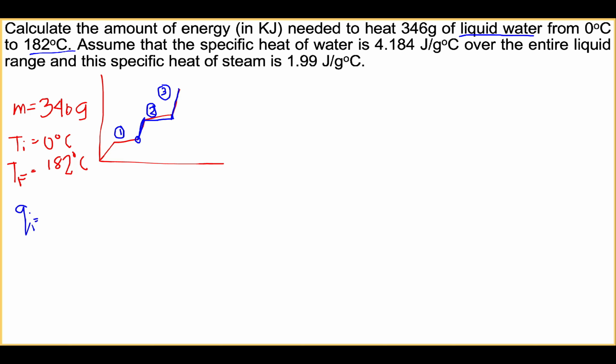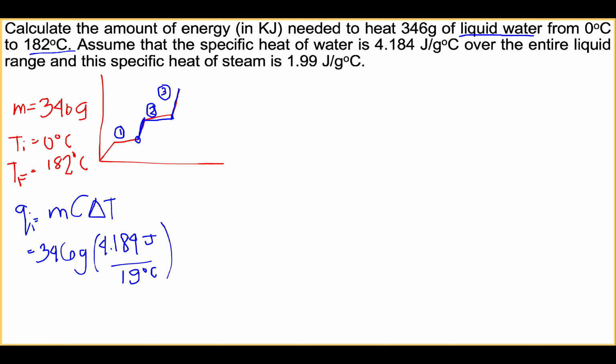Q1 is a slope, so Q is equal to mcΔT. Substitute the values, specific heat times the change in temperature, 100 minus 0. This will give us 145 kilojoules. Okay, initially you will get joules, but I already converted it to kilojoules.